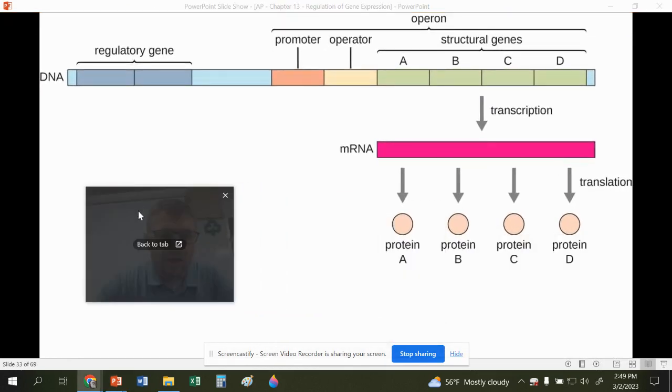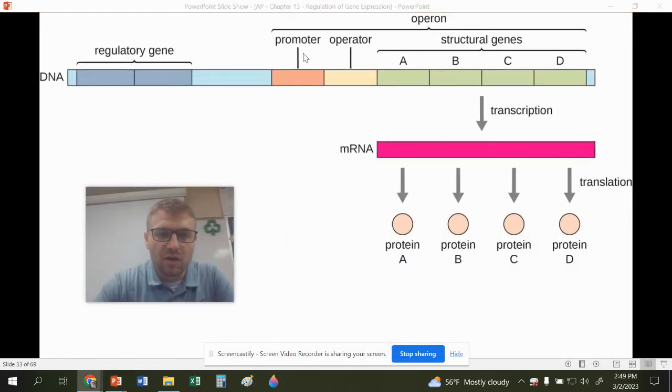So again, let's take a look at our operon model. We have our promoter, we have our operator, we have our genes. Now these genes make mRNA, which make proteins, and these proteins can be used for a number of different things within prokaryotic cells. But again, promoter is where the RNA polymerase binds to, the operator is where the repressor binds to, and this regulator gene is going to make that repressor, and it's found outside of the operon.